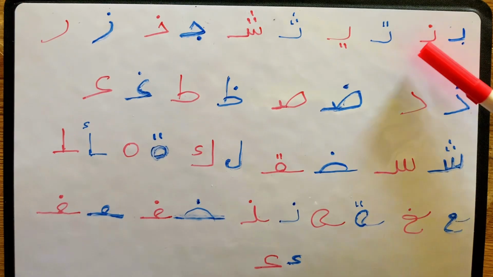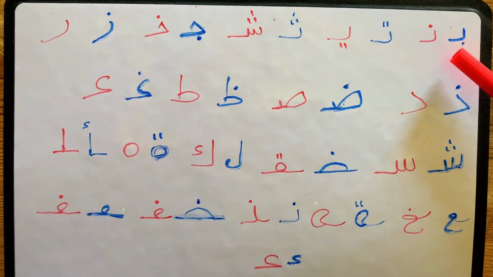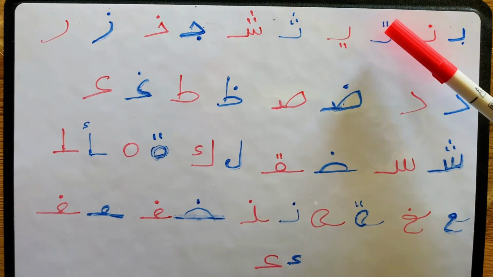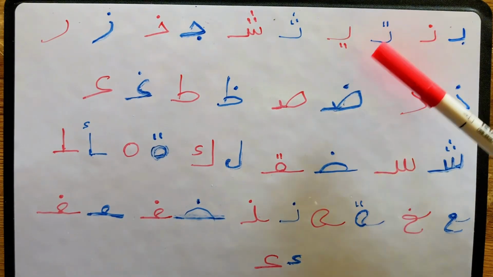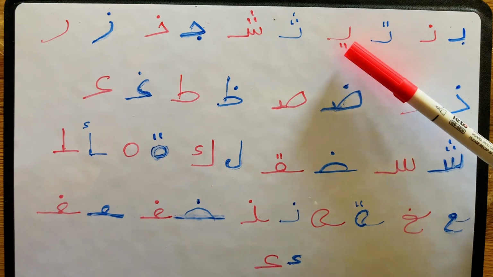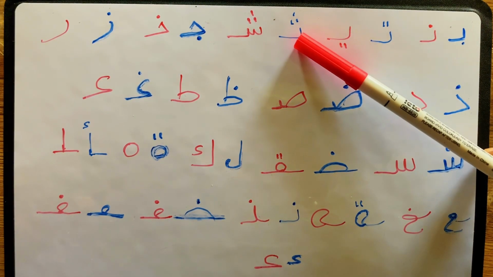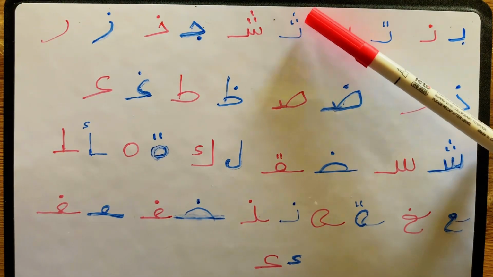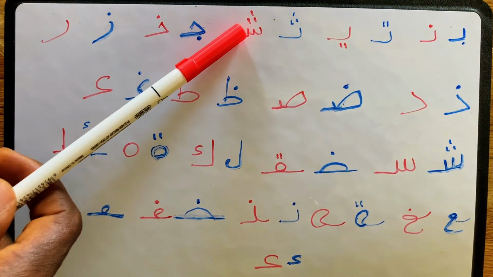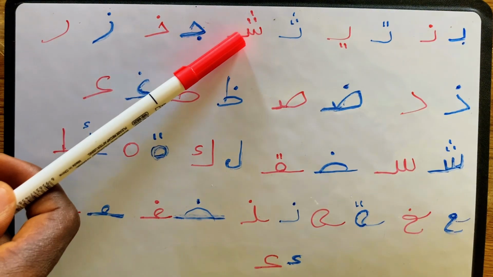The two letters each have one dot, but each of the dots has its own position. Ba'un has the dot at the bottom. Nunun has the dot at the top. Now Ta'un, you can see two dots at the top, and this is Ya'un, two dots at the bottom. Tha'un, three dots at the top. Shinun, three dots at the top.